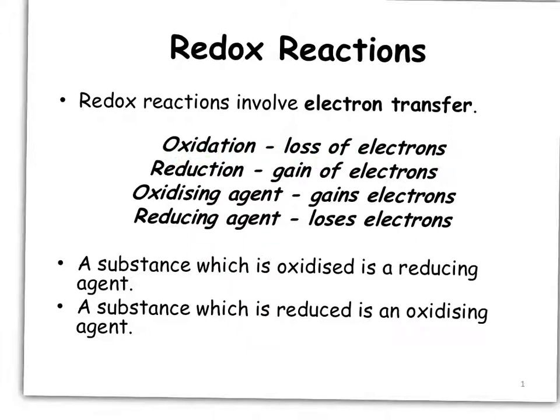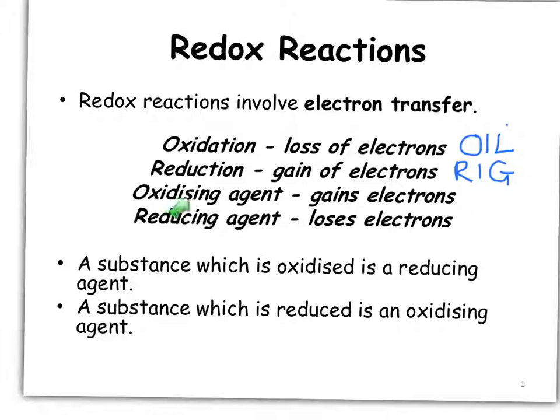Oxidation is the loss of electrons, and the way we remember that is, I'm going to write OIL: oxidation, loss. Reduction is the gaining of electrons, and so we say OIL RIG. It reminds me that oxidation is the loss of electrons, whilst reduction is the gaining of electrons. Oxidation is loss, reduction is gain.